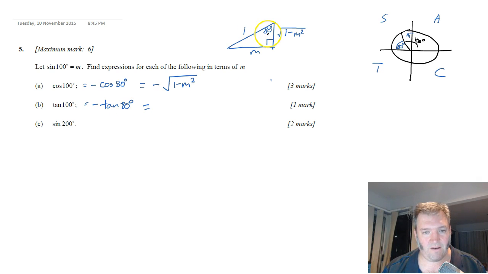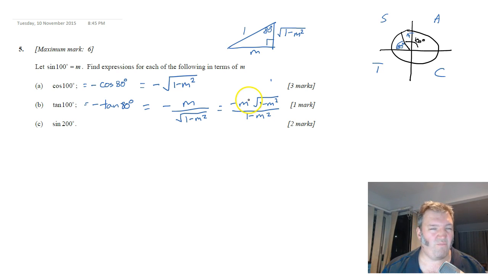That would help. So then tan of 80 is m over the square root of 1 minus m squared. This is going to be negative m over the square root of 1 minus m squared. I'm positive that they would probably accept that, but I know you love to rationalize your denominators, so I'm going to do it anyway. Multiply by the square root, and it's going to be negative m root 1 minus m squared, divided by 1 minus m squared. But you probably wouldn't bother doing that. That's just me being a bit silly.